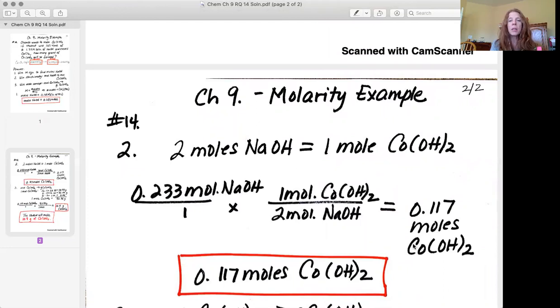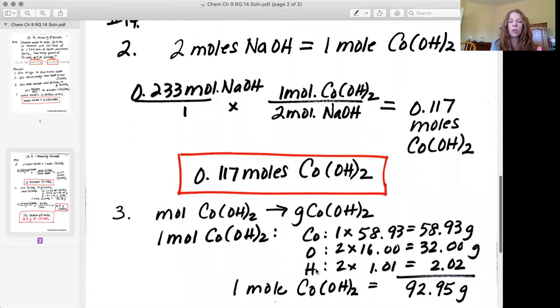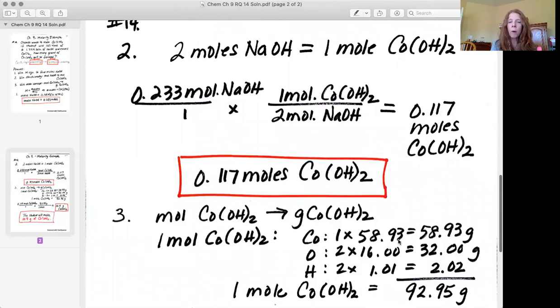Then the third step is to convert that cobalt hydroxide from moles back into grams. Of course, I have to figure out the molar mass of cobalt hydroxide. I have 1 atom of cobalt, which is 58.93. I've got 2 atoms of oxygen, 16.00 grams per mole each. And then 2 atoms of hydrogen in 1 molecule, so 2 times 1.01 or 2.02 grams of hydrogen, which gives me a total mass of 92.95 grams per mole of cobalt hydroxide. So that's our molar mass.